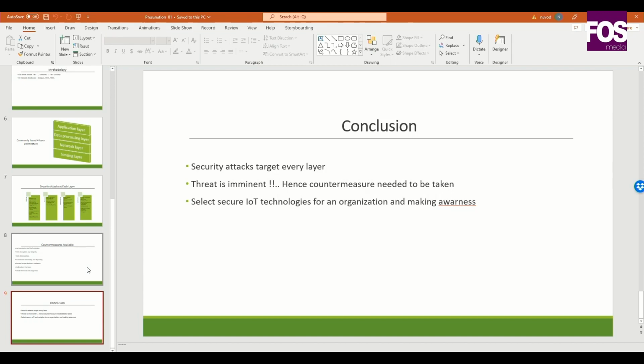And based on your organization, your IoT technologies, your employee needs and things, it's better to keep them aware of such things. So it will be better for your organization to have better security against these cyber security vulnerabilities. So that's about our presentation. Thank you.